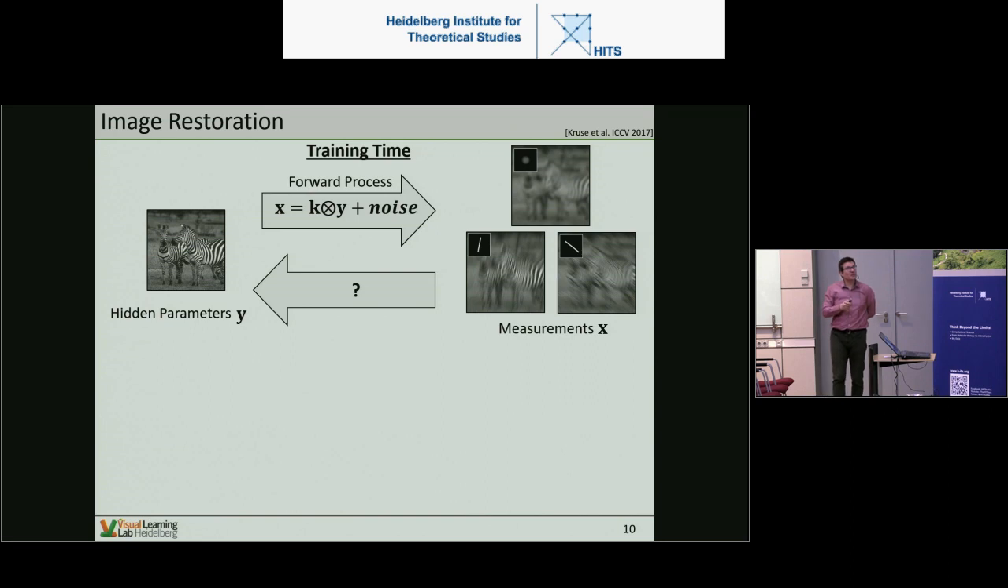So this is work we did 1.5 years ago, where you have the hidden parameters y, which is the true output which you want, and then you've got measurements x. And now you also know the forward process. This time, it's a known forward process, and I will come to unknown forward processes with the next topic. But in this case, we know the forward process, we can actually write it down. This is the convolution kernel K, convolved with the image, and adding noise, and then you get these images here. So now the question is, how do you invert this process?